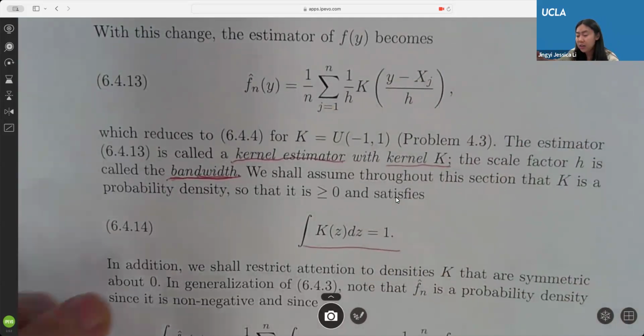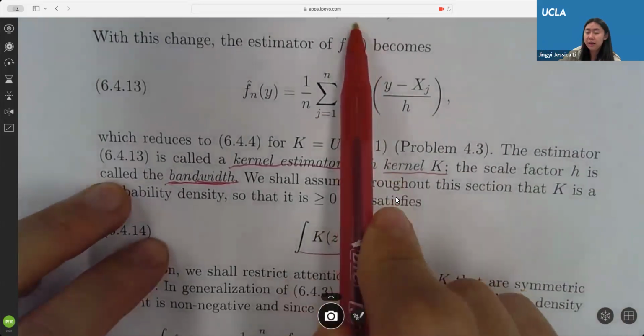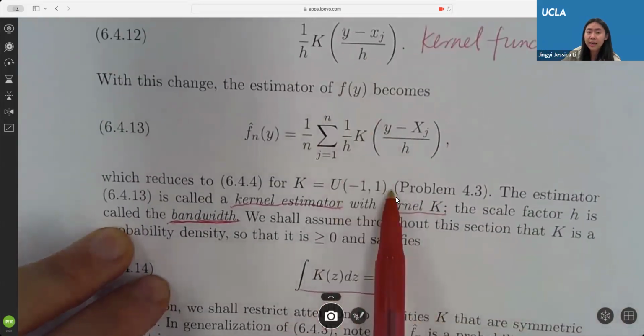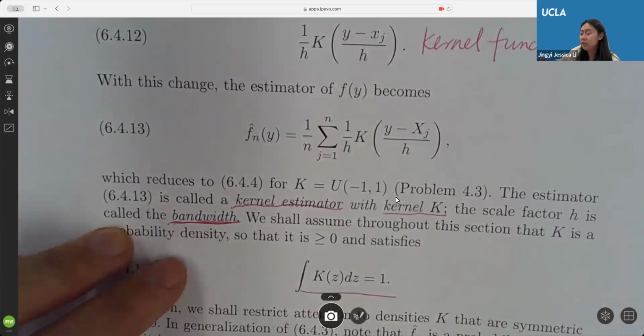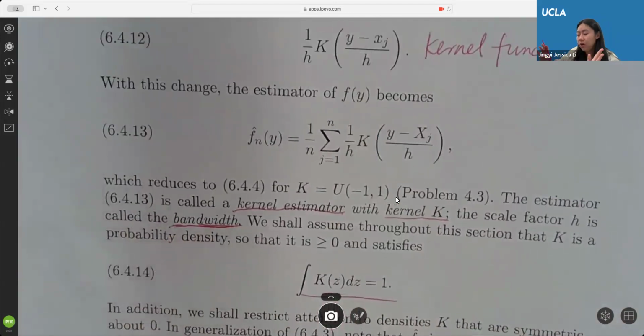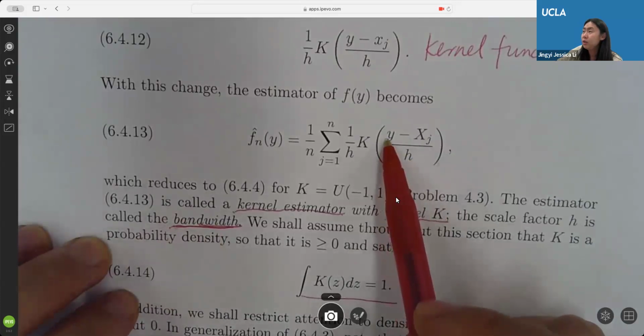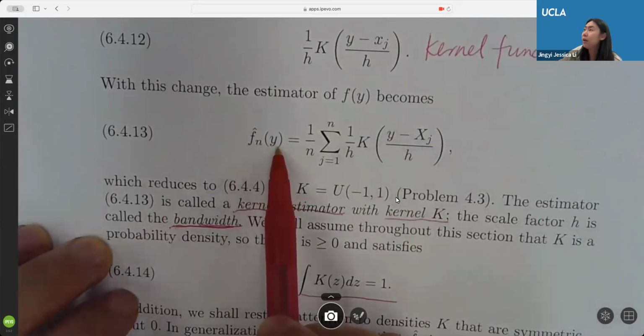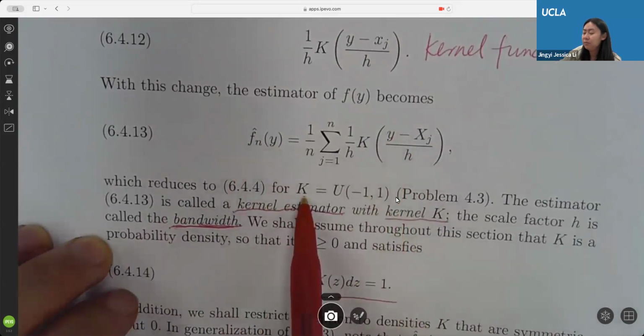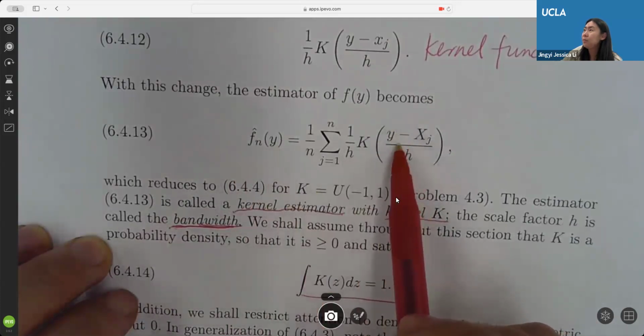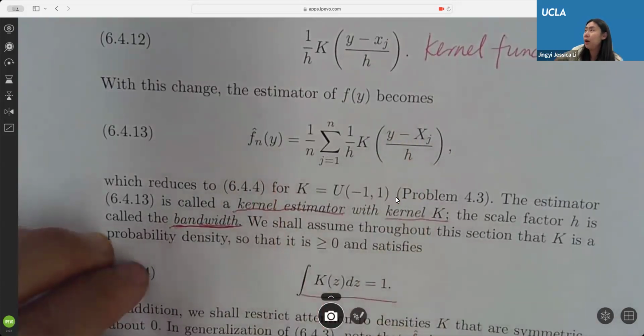So for any kernel density estimator, we need to specify this h, and that is called the bandwidth. Intuitively, what the bandwidth does is that if you increase h, then you will use more data points surrounding your y to help estimate the density of y. If you decrease the bandwidth, then you will use fewer data points surrounding y to estimate the density.